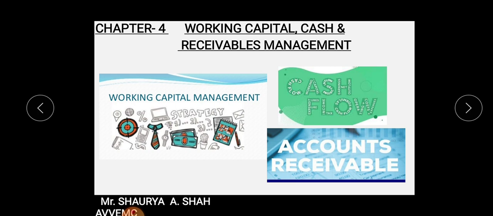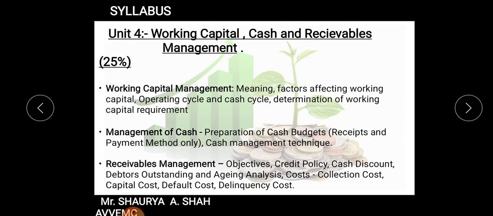You all know about accounts, whatever you have studied about current assets, current liabilities, cash, bank balance, bank overdraft, bills receivable, bills payable. You are all aware of the concepts and how they actually work in business, and that you will study in this particular unit. Today we will start with the first part, working capital management. This unit has a weightage of 25%. You will study the meaning and factors affecting working capital management. This is the very first part. Then operating cycle, cash cycle and determination of working capital requirements, right?